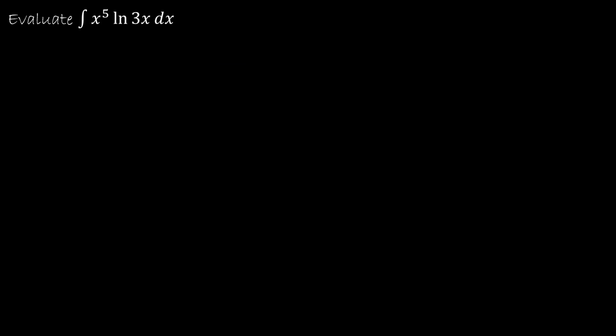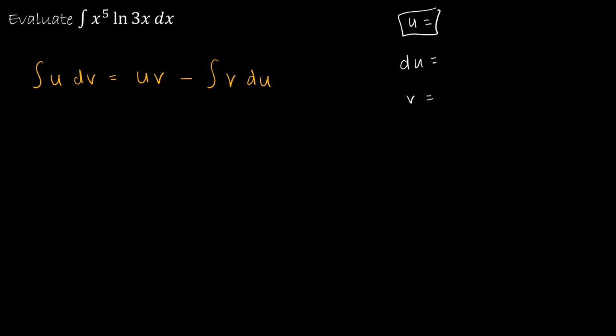Let's take a look at another example now. We want to evaluate the indefinite integral of x to the 5th times the natural log of 3x dx. Again, keep in mind where we're headed. So the integral of u dv is equal to u times v minus the integral of v du. And I'm choosing a u, solving for du, solving for v, and choosing a dv.